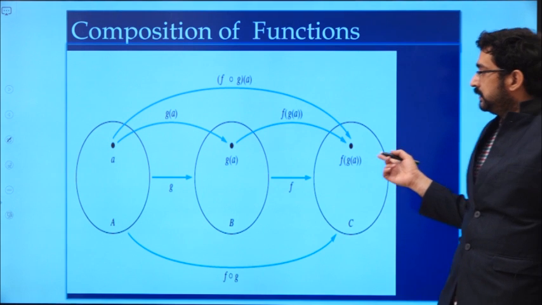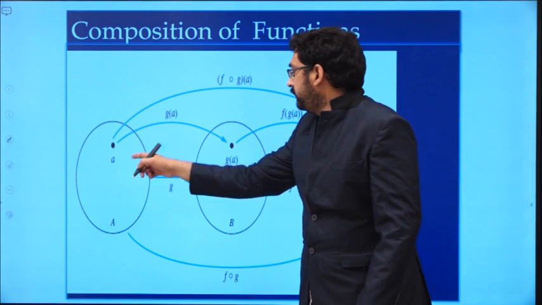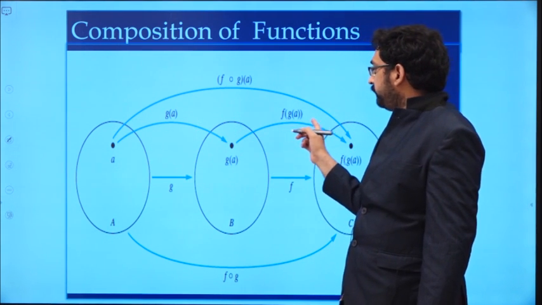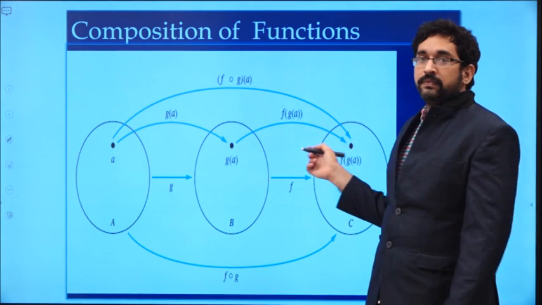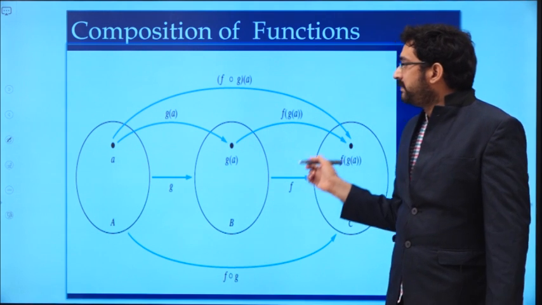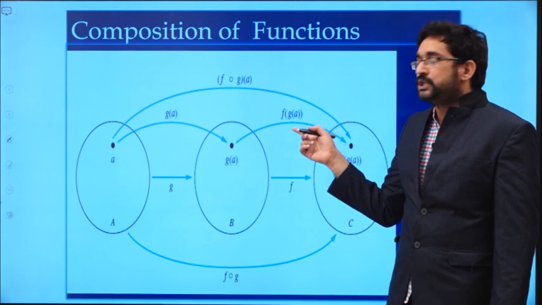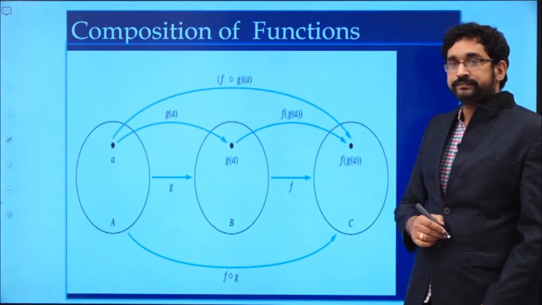This is an example. Here G is a function from A to B. F is a function from B to C. F circle G is from A to C. So this is the diagrammatic representation of composition of two functions.